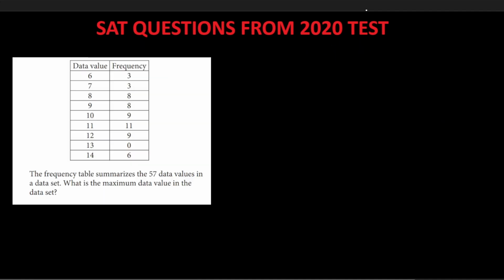The frequency table summarizes the 57 data values in the dataset. What is the maximum data value in the dataset? Well, the maximum value is 14 and it occurs 6 times.